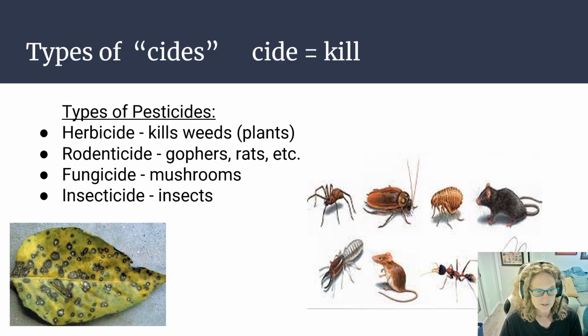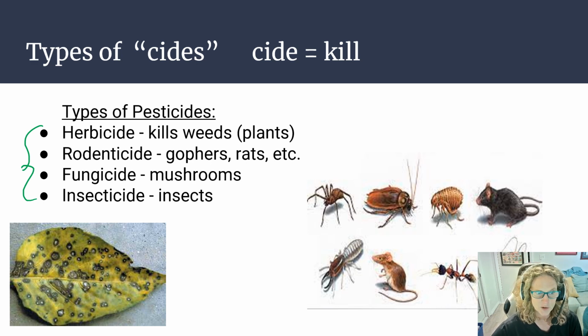Okay, so there's these different kinds of sides. So the suffix side literally means to kill, and it is your job to know this vocabulary. So all of these are types of pesticides. So remember, a pest can be a weed, an animal, a plant, a fungus, whatever. So all of these different kinds of pesticides are focused to kill a specific thing.